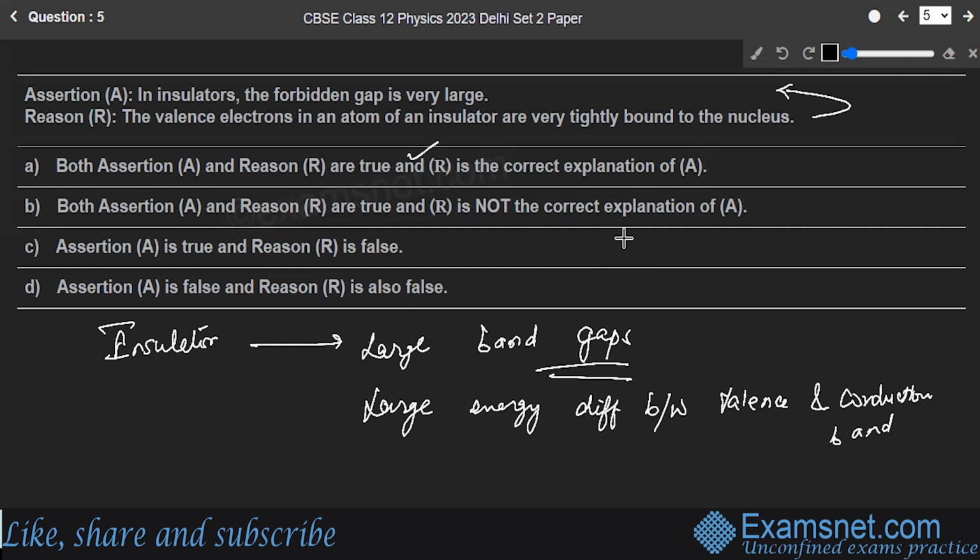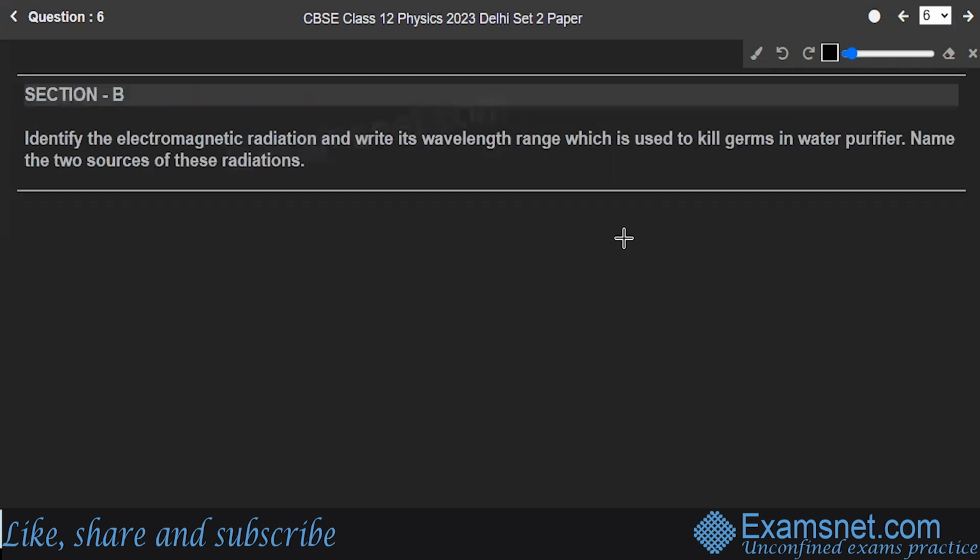So that makes option A the right answer, because both assertion and the reason are correct, and the reason is the correct explanation to the assertion. Hope you are clear with this. Next is question number 6. Identify the electromagnetic radiation and write its wavelength range, which is used to kill germs in water purifier.